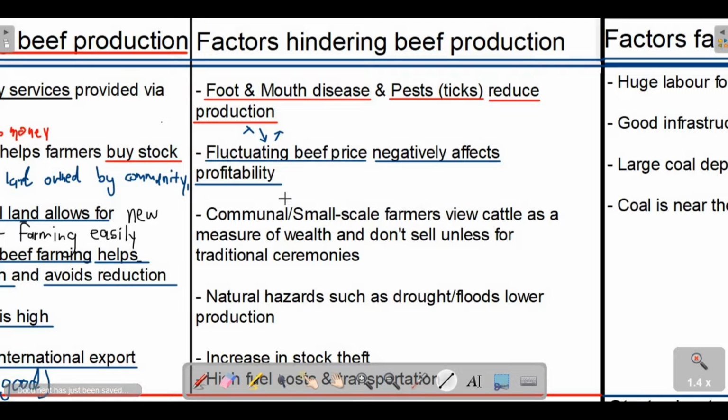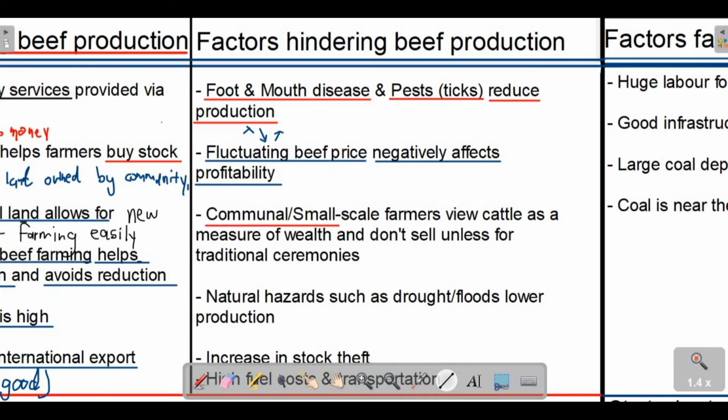You spend so much money on the feed, on water, on dosing products, and then you find out that when it's time for you to sell these, you're going to get a little amount of money than what you have invested in for so long, right? So that's what we mean there. It negatively affects profitability, so it could lead to a loss.